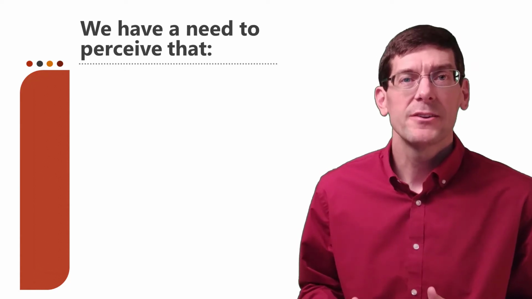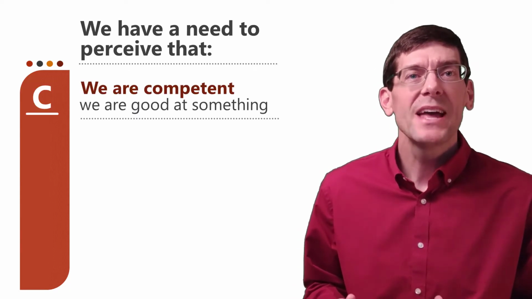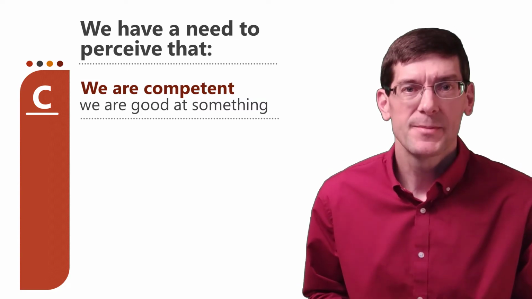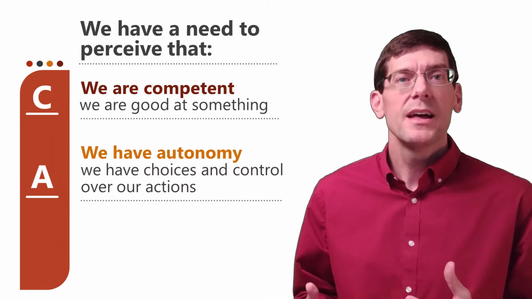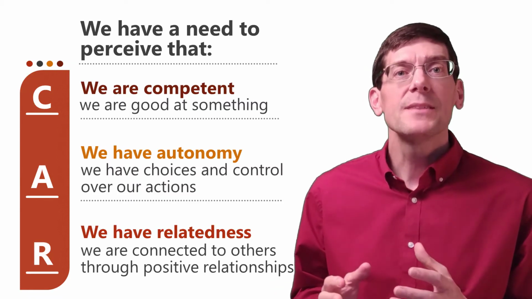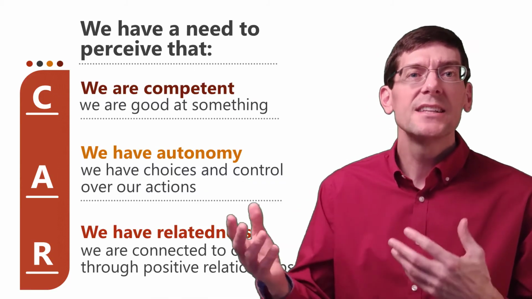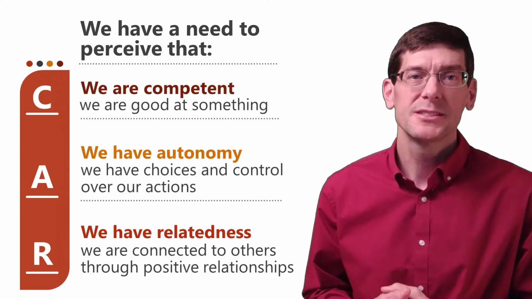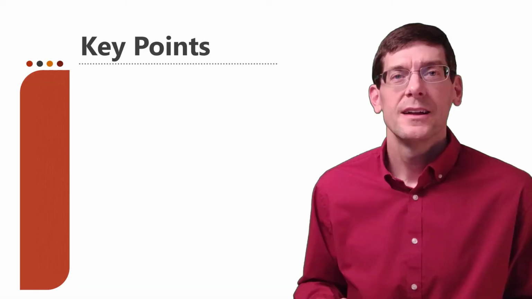Cognitive evaluation theory states that we have a need to perceive that we are competent. That is, we have a need to perceive that we are good at something. It also states that we have a need to perceive that we have autonomy. That is, we have choices and control over our actions. Finally, we have a need to perceive that we have relatedness. In other words, we're connected to others through positive relationships. So these are called the 3 basic needs in cognitive evaluation theory: competence, autonomy, and relatedness.